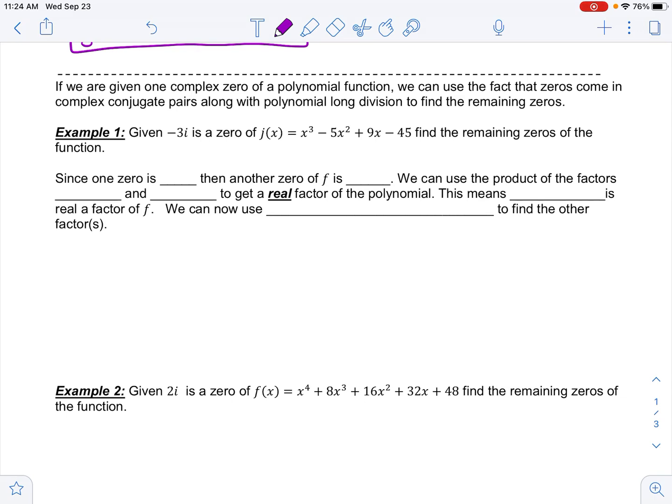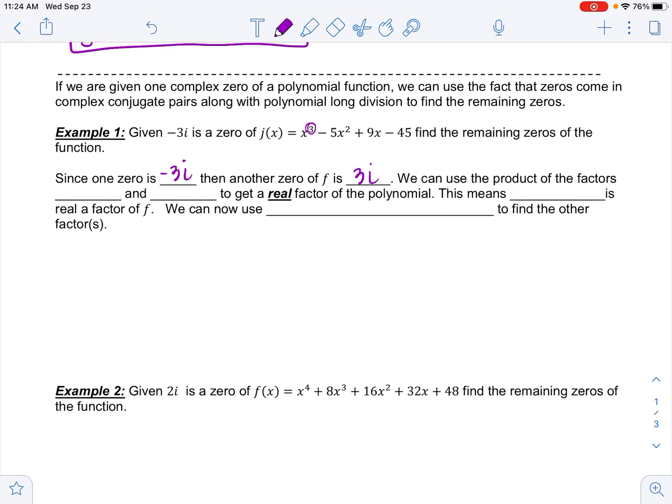Okay. So it says, given negative 3i is a zero of that polynomial, find the remaining zeros. So since one zero is negative 3i, then we know another zero has to be 3i. So there, we got 2 of our zeros so far. But if you look, I have 3 total, unless one repeats. But if you think about it, we already have 3i, negative 3i. The other one can't be imaginary because they come in pairs.